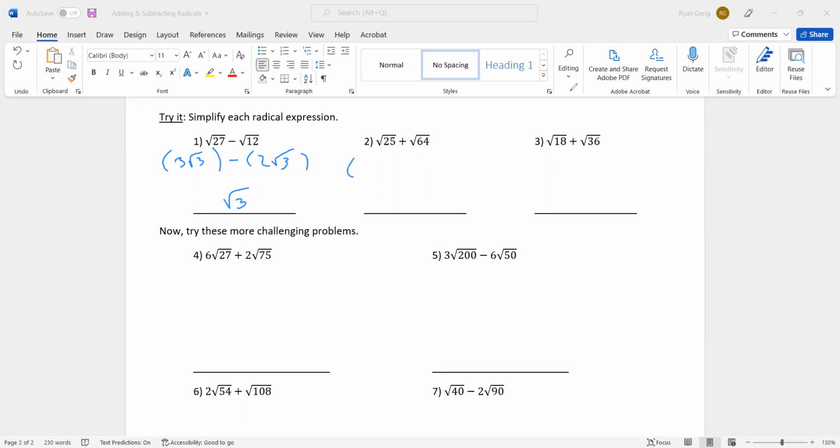Number 2. You should hopefully see that those are both perfect squares. The square root of 25 is 5. The square root of 64 is 8. These are like radicals. I mean, you wouldn't normally classify them that way, but they have nothing under the radical. So 5 plus 8, 13. Number 3.